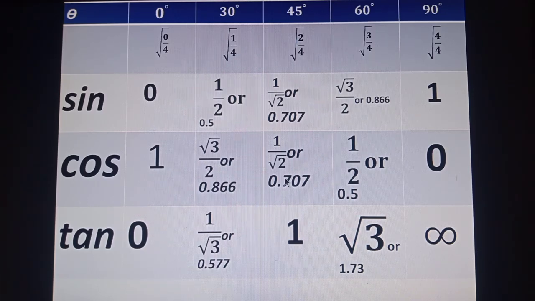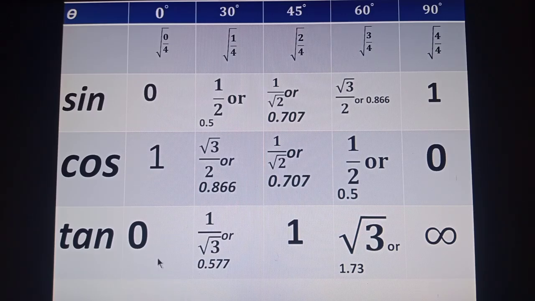Then the third number will remain third in this row also because it is in the middle. So we concluded that cos of 45 and sine of 45 have the same values. Similarly, for the value of 60 degrees there will be 0.5, and at last there will be 0. So this line is reversed in the second line to get the values of cos theta.